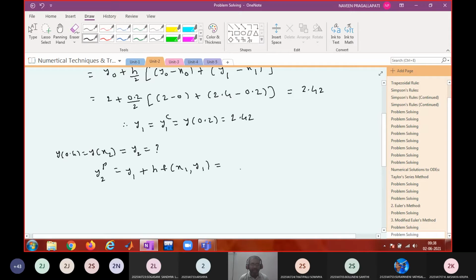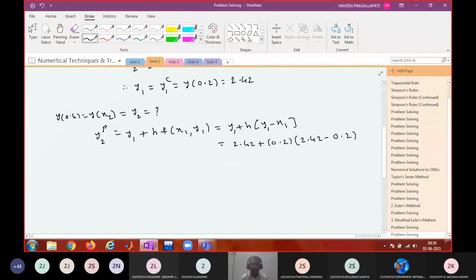Okay. So what is y1? I'll write one more step. So y1 plus h into y1 minus x1. So y1 is 2.42 plus 0.2 into 2.42 minus 0.2. So compute y2 predictor.